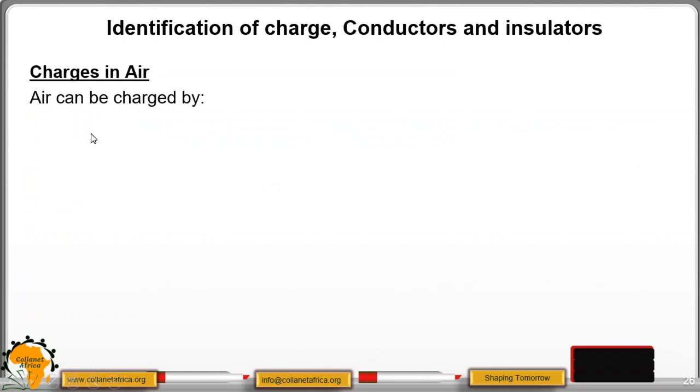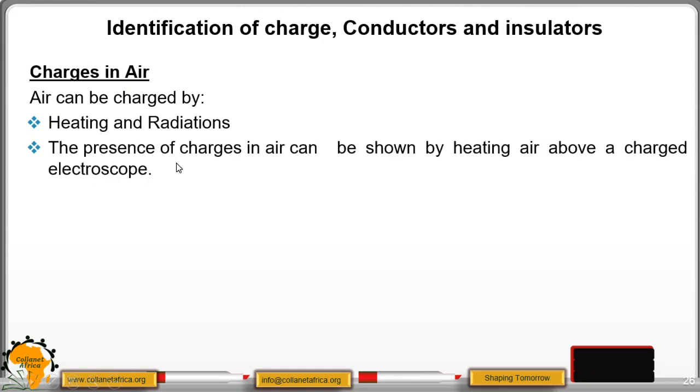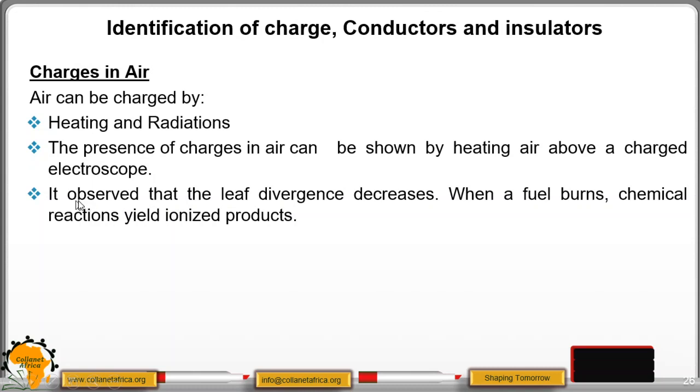One thing that you're supposed to note is that air can be charged in two ways: one, by heating, and two, through radiations. The presence of charges in air can be shown using an electroscope. How do you use the electroscope? You only need to heat the air above the cap of the electroscope and observe the behavior of the gold leaf. It is observed that the leaf divergence decreases when you heat the air.